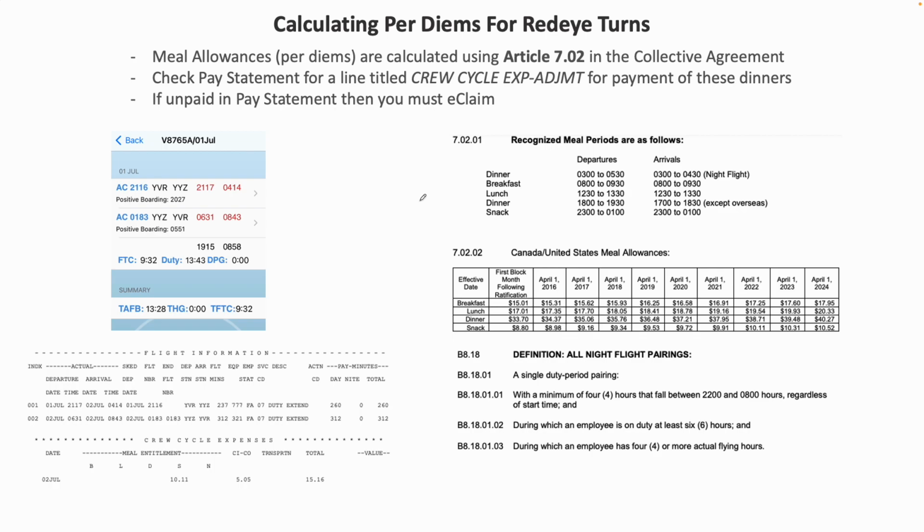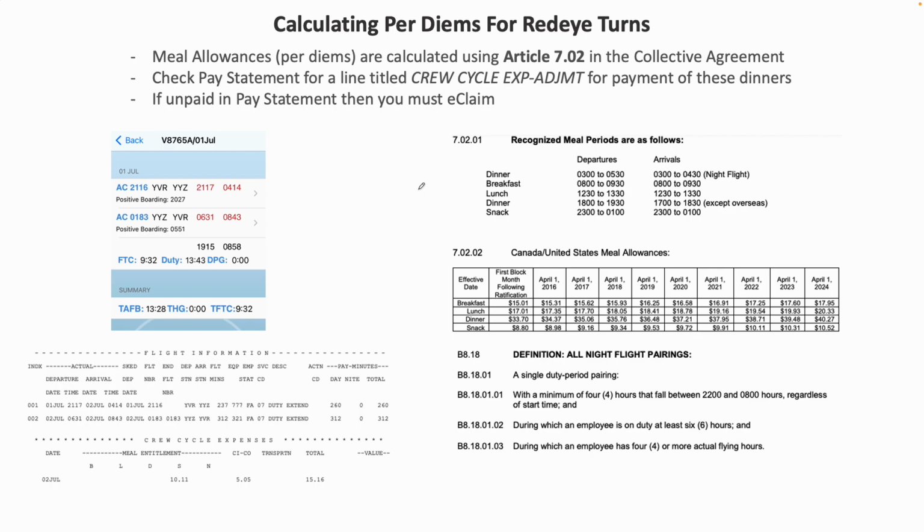Meal allowances, as we've mentioned before, are calculated using Article 7.02 in the collective agreement. We had something change relatively recently. As of January of 2024, all of our special night dinners are supposedly automatically paid to us now. They never used to be, but as a result of recent grievances, the company has agreed to do a manual pay adjustment corresponding to any special night dinners.